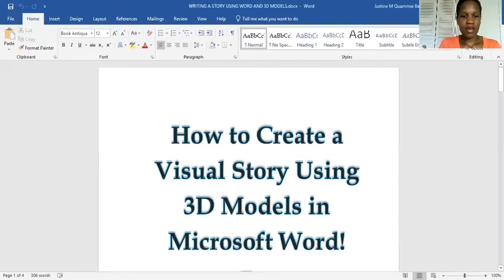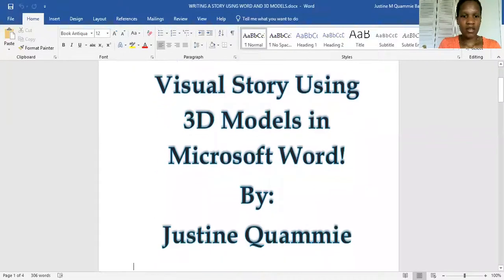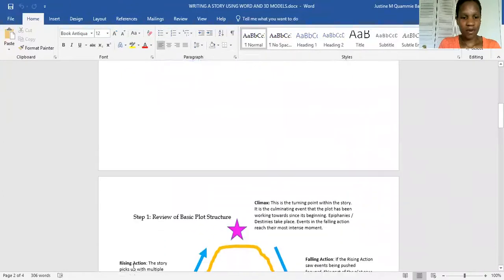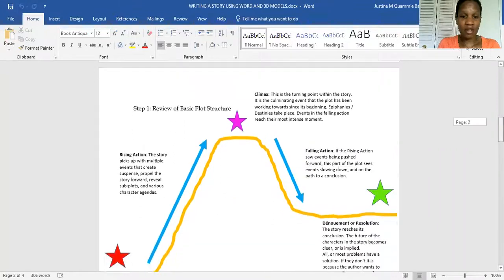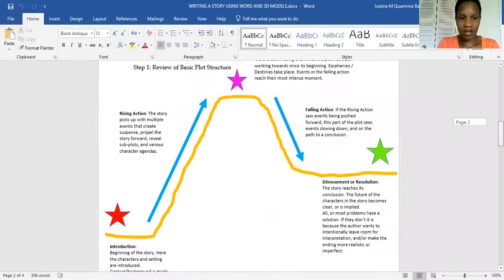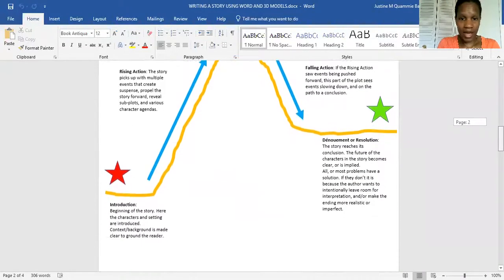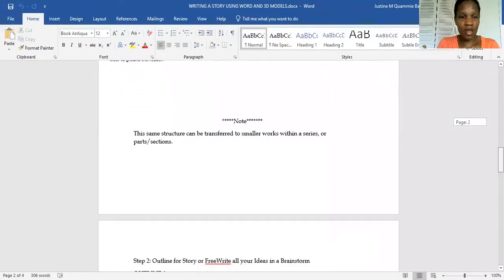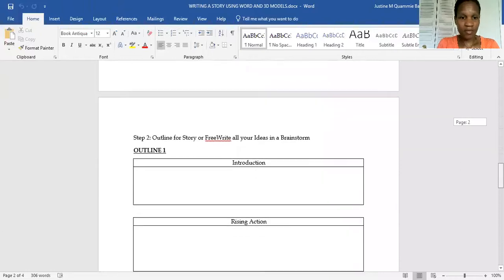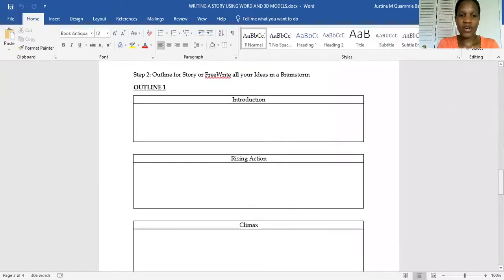So this is the document that I'll actually be using during the course, okay? So the first thing we're going to discuss is plot structure. And I'll explain what the rising action is, falling action, introduction, and resolution part of the plot structure. And this is the first outline.